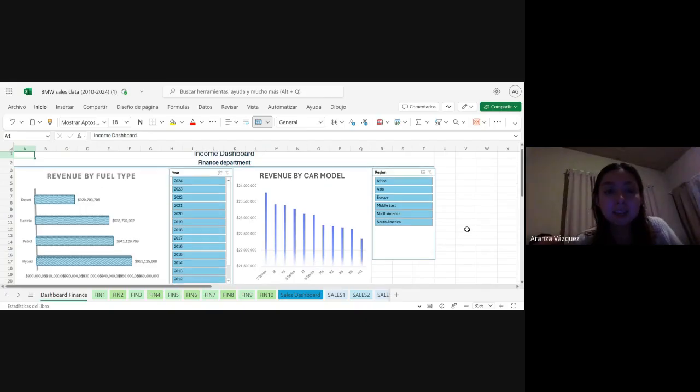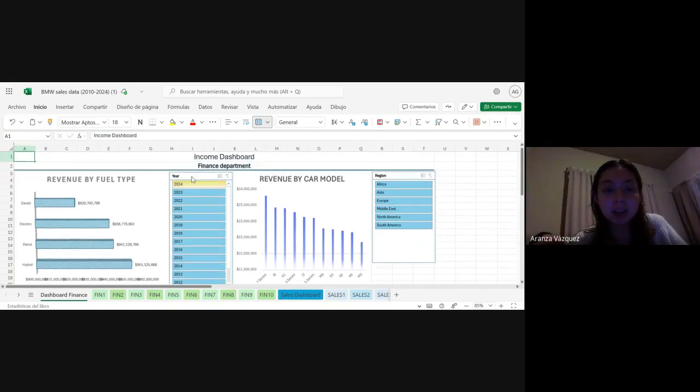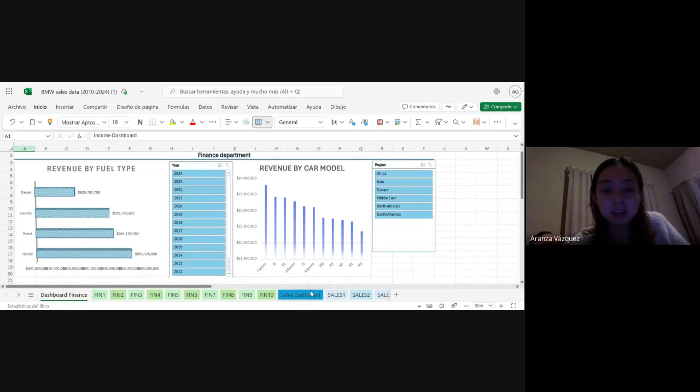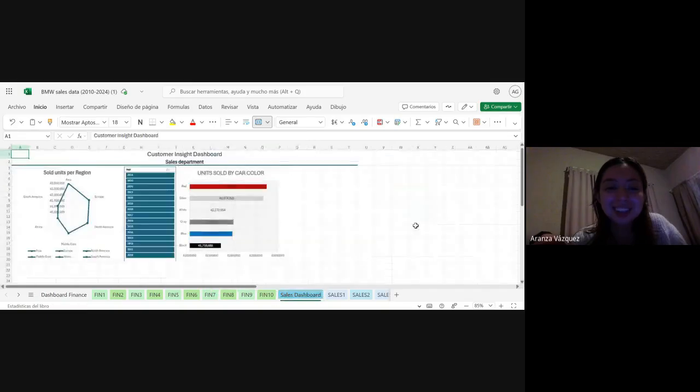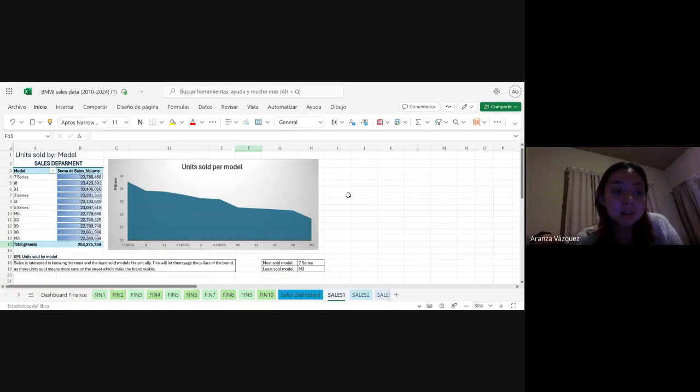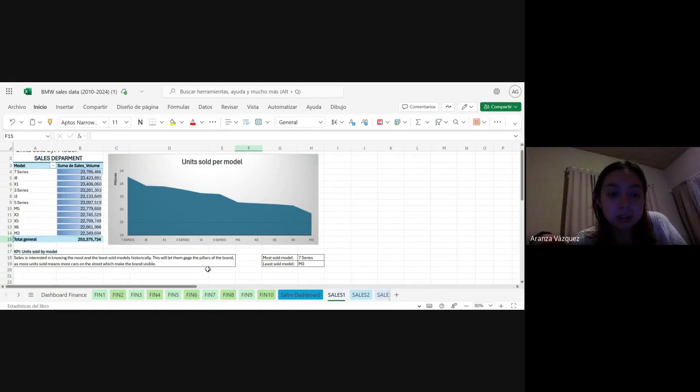Okay. This is the finance dashboard that is summarizing the most important information my teammate just talked about. But in sales, we have the units sold by model, which lets us know the most and least sold models historically. This will let us understand the pillars of the brand, as more units sold means more cars produced.